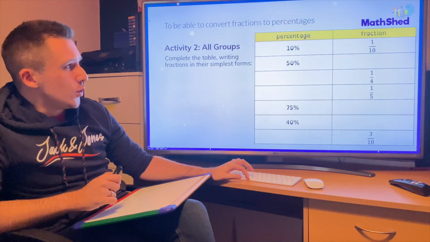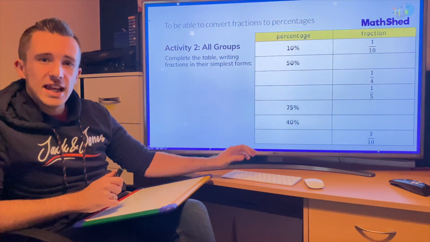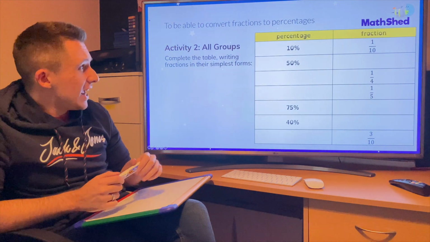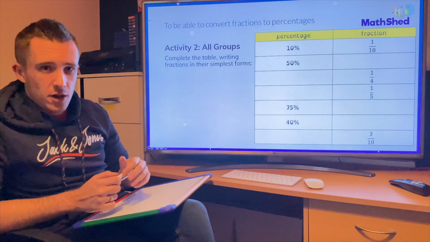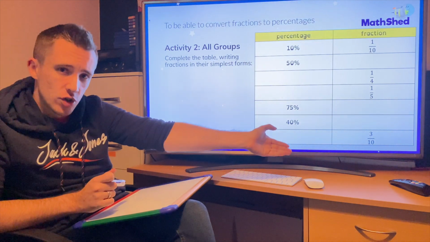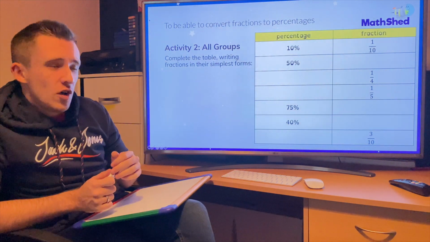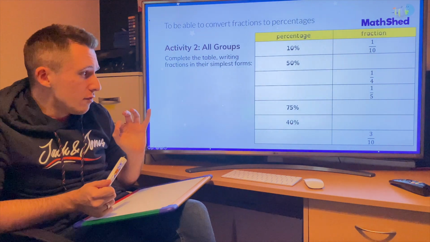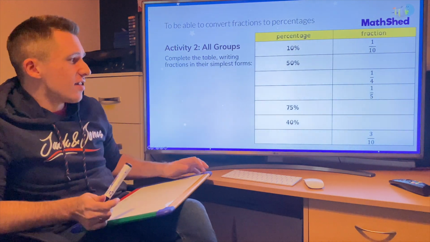Now, activity 2 is a little bit different. It's giving you one or the other. It's either giving you the percentage or it's giving you the fraction. But it's asking for the fraction in its simplest form. So let's take one of them together.